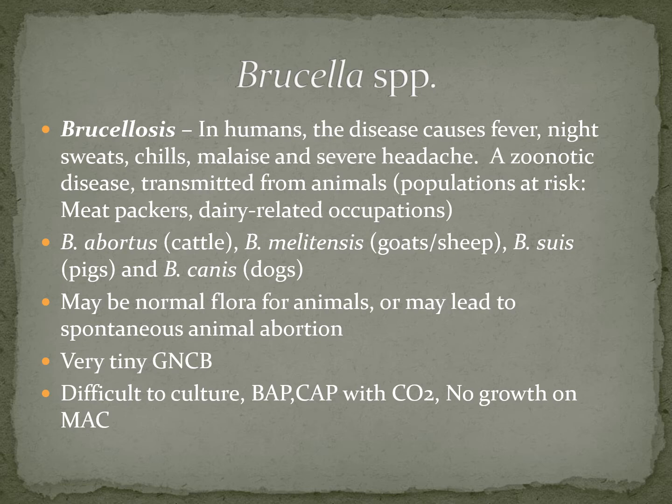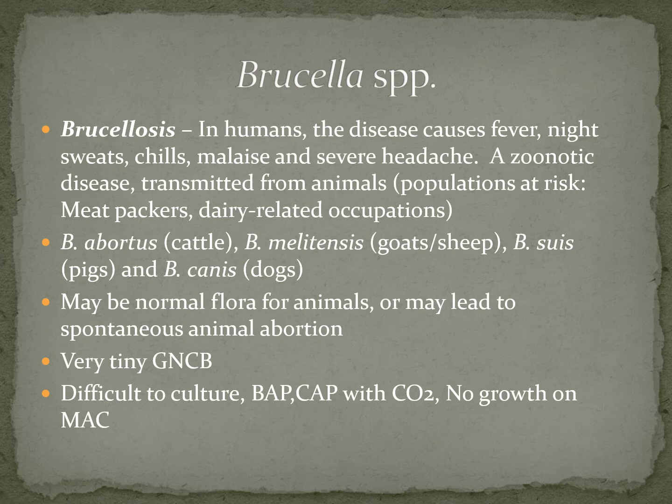This is a zoonotic organism as well, and it is transmitted from animals. So the population of people that are at risk for getting Brucella are usually people that work with animals, like meat packers or dairy-related occupations. There are 4 different species, including Brucella abortus, Brucella melitensis, Brucella suis, and Brucella canis. It may be normal flora for animals, or it may lead to a spontaneous animal abortion. It is a very significant organism when found in the livestock industry.